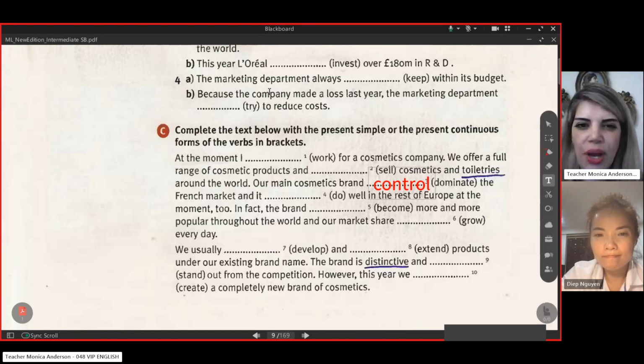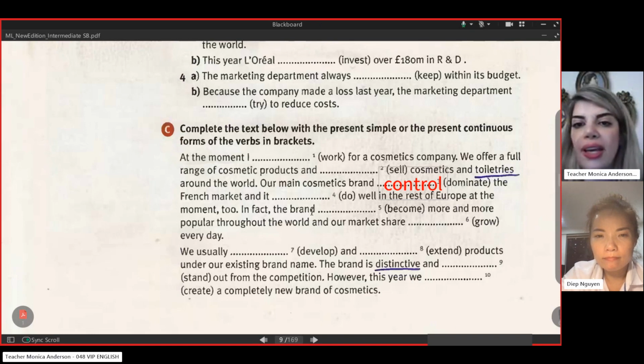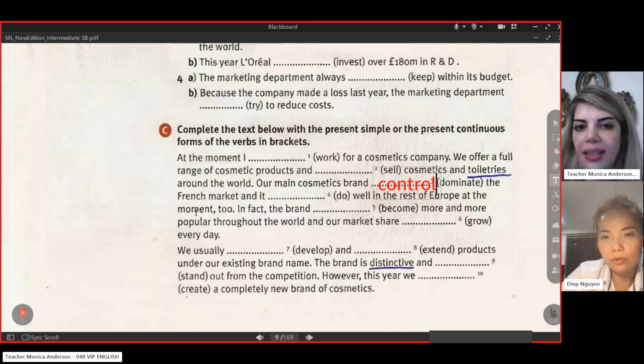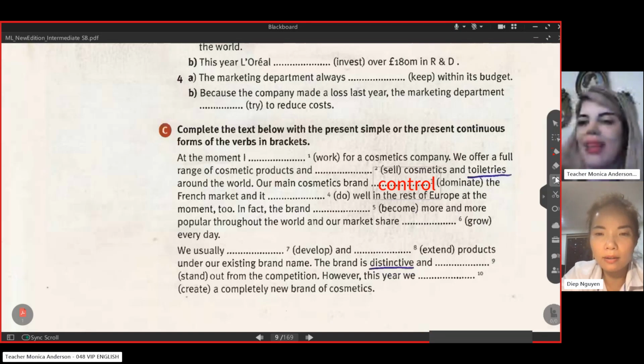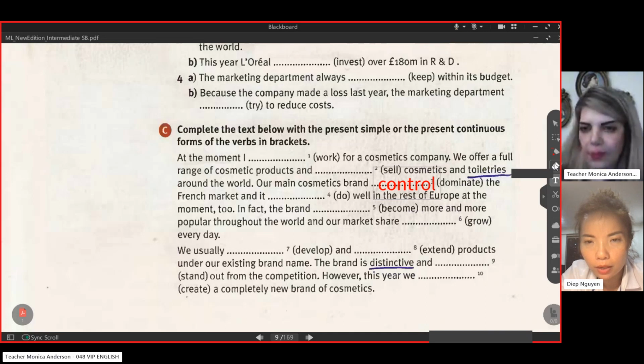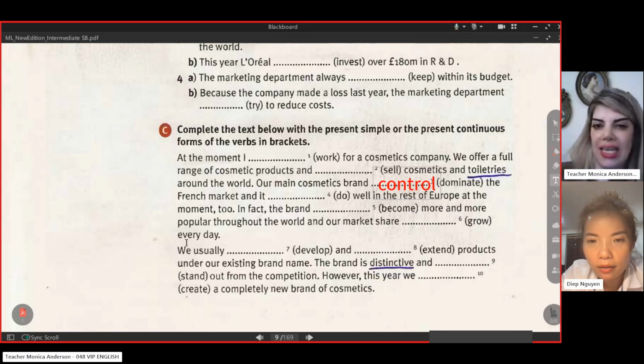So the next one. Now you can say, so we say is doing. What did you say? I think is doing well because I think it's very good at the moment. In fact, the brand become, every day our market share grow.